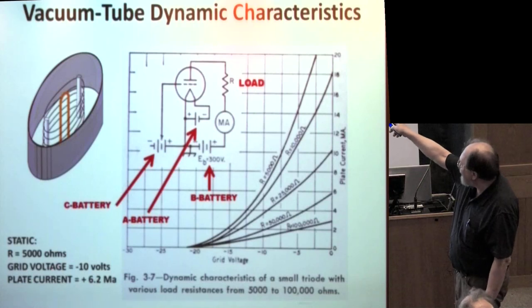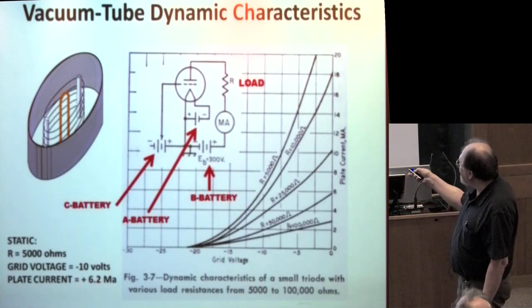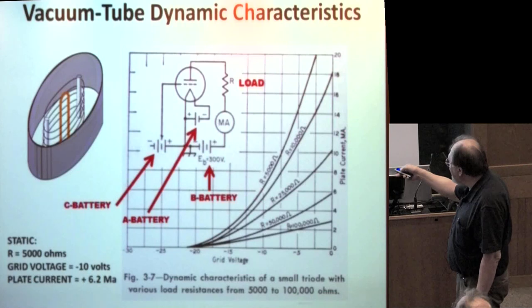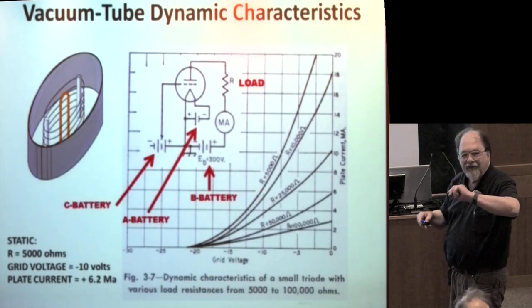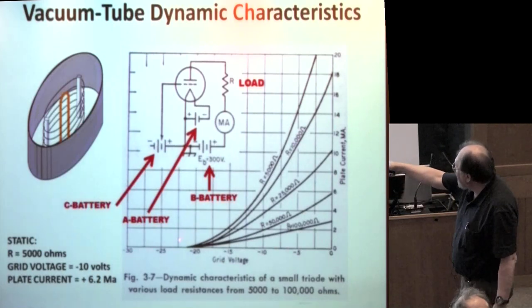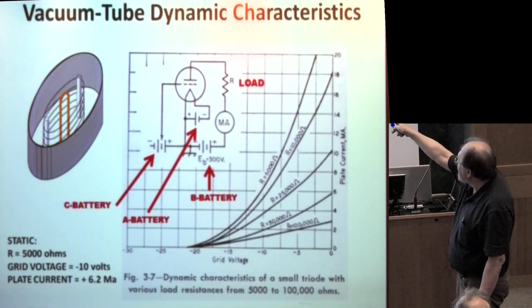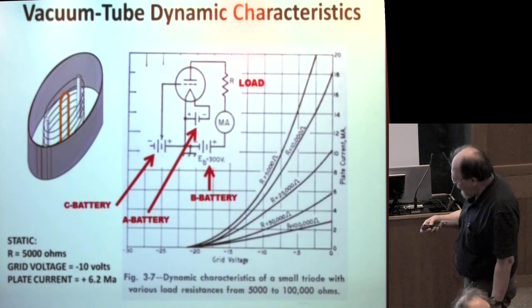So let's take a static case. Let's say we've got a 5K ohm resistor, 10 volts on the grid, and 6.2 milliamps of current flows. That's down in here somewhere. Now, if we move the grid voltage dynamically, take it through a range, we get a curve that looks like so. If that load resistor changes, then the shape of the curve changes.